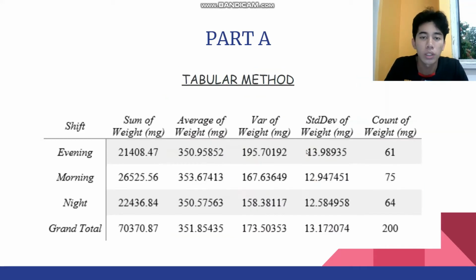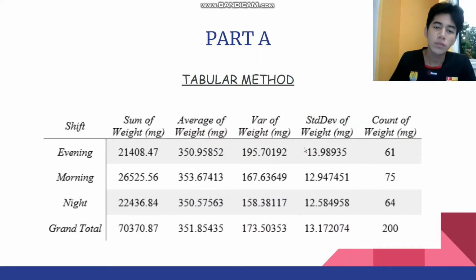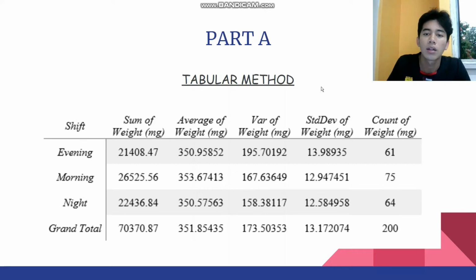Next is the tabular method. In the tabular method, we take the shift as our main classification, which is evening, morning, and night. So we got the sum of weight, average weight, variance, standard deviation, and the count of weight.